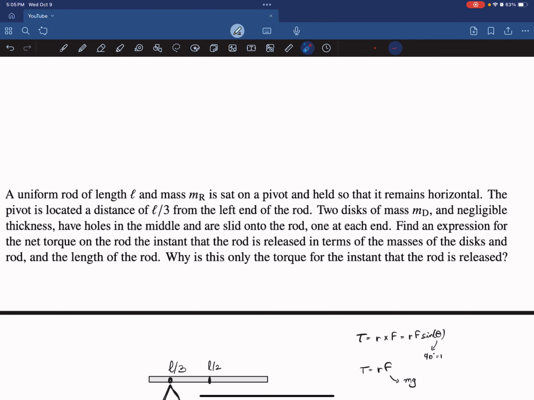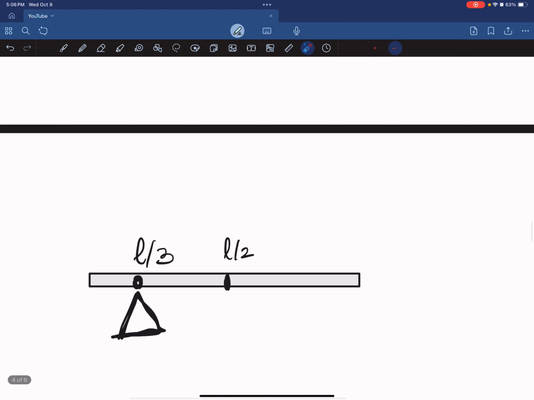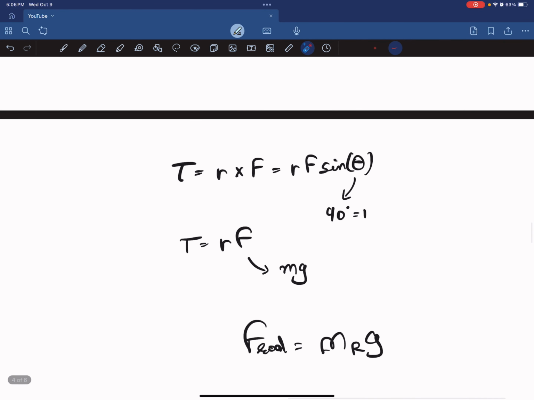So we have this formula, tau is equal to R cross F. Also we can write that tau is equal to R F sine theta. Now what is theta? When you release this whole system, it will go in this direction, right? And the force acting on the rod is in this direction. So the angle between the rod and the force acting on it is 90. So we take sine 90, and sine 90 is equal to 1. So the equation will be this.